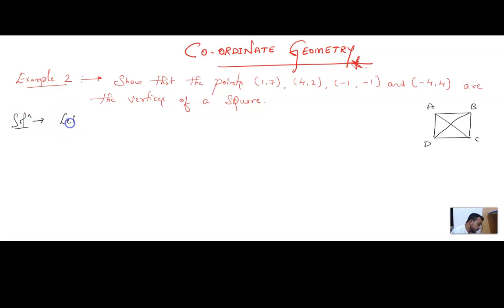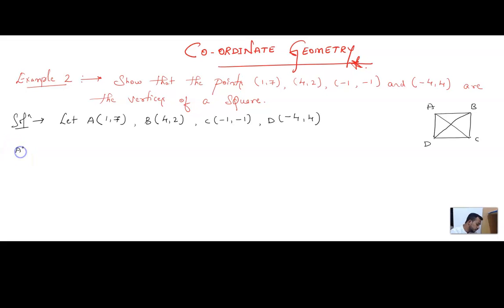So first, let the first point be A. So what is the point? That is 1, 7. Okay, this is A. And next let B be the point, that is 4, 2. And then C, let it be -1, -1. And D, let it be -4, 4. So it's easy. Actually it looks very big or very complex, but the concept is very simple, children, believe me.